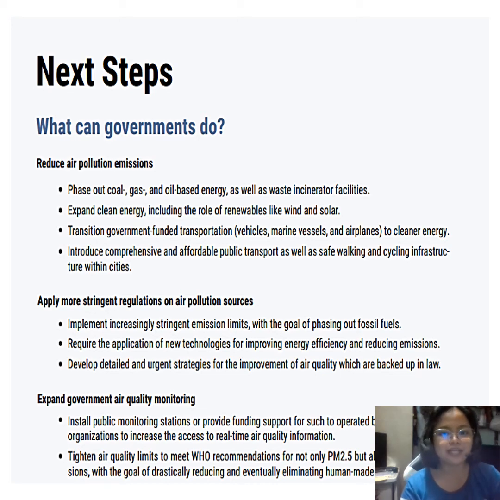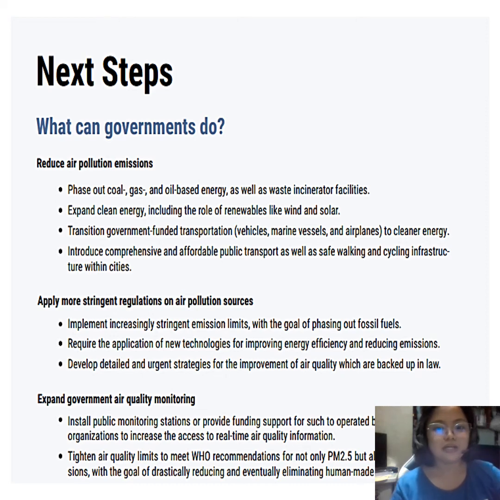Introduce comprehensive and affordable public transport as well as safe walking and cycling infrastructures within the cities. Okay? Kasi aside from the reduction of air pollution, syempre magkakaroon din ng increase in cardiovascular health when we are walking and using bicycles as a mode of transportation. Kaya nga po sa Japan, no, they are more encouraged to use bikes and walking rather than commuting on some transportations.